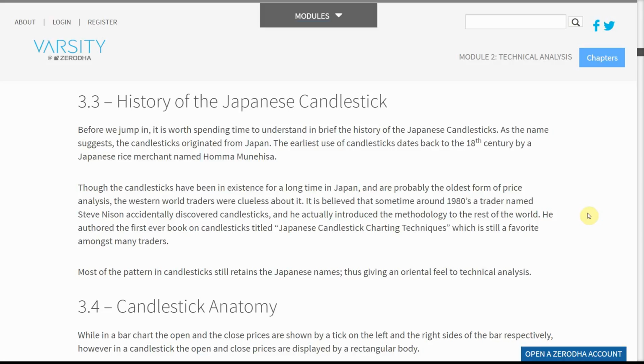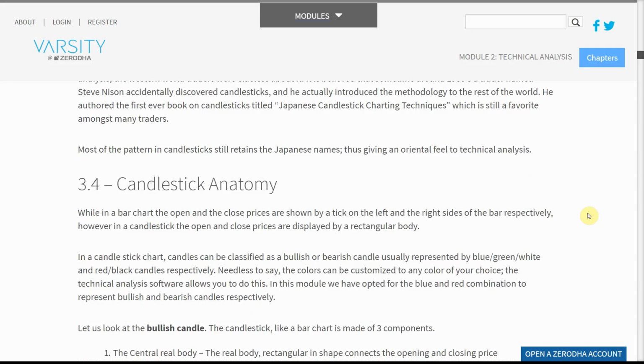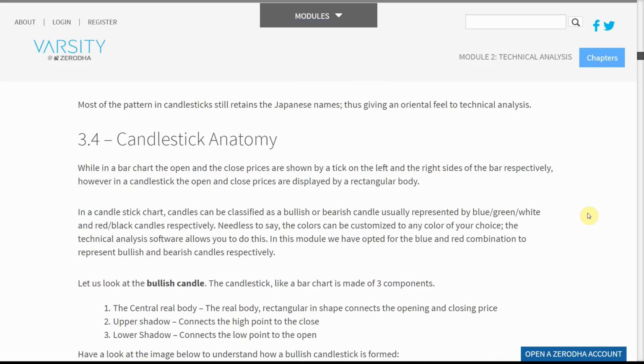3.4 Candlestick Anatomy. While in a bar chart, the open and the close prices are shown by a tick on the left and the right sides of the bar respectively. However, in a candlestick, the open and close prices are displayed by a rectangular body.